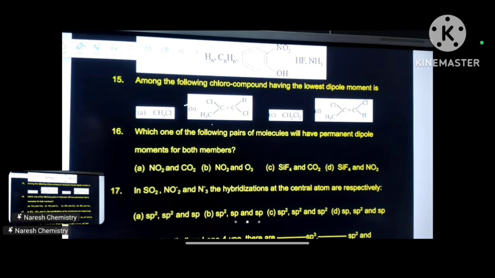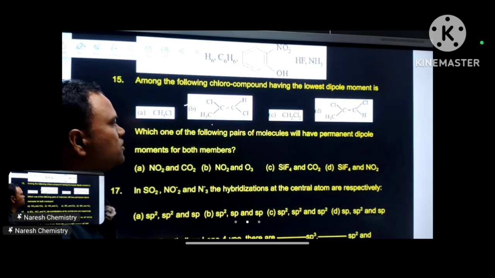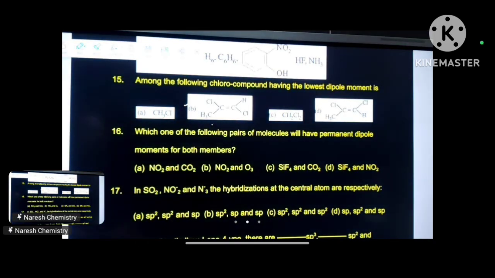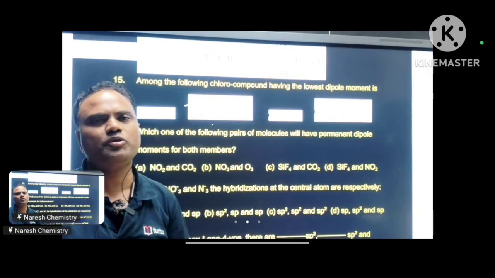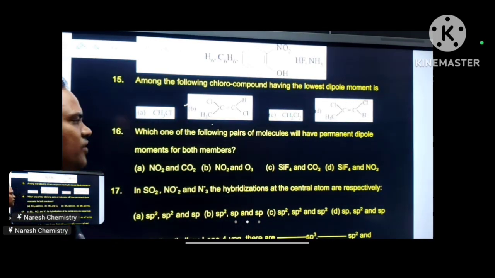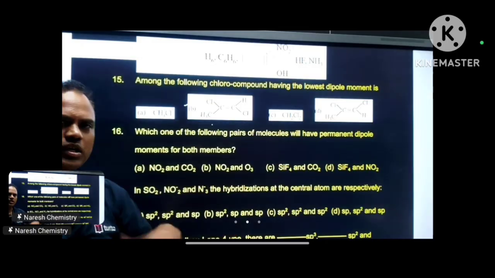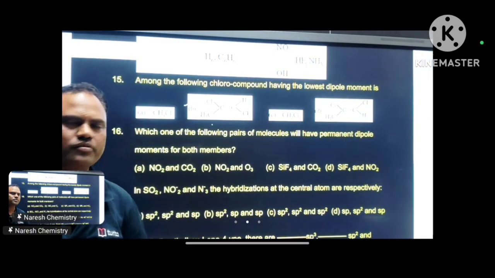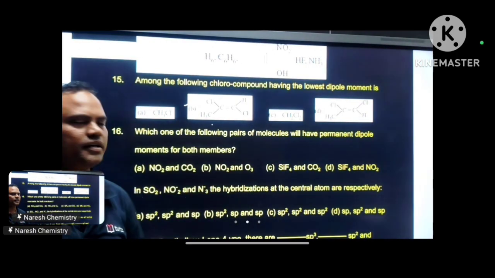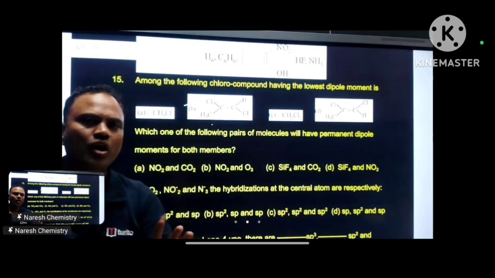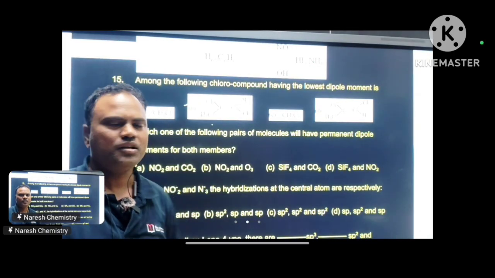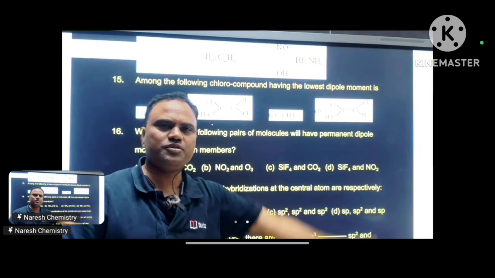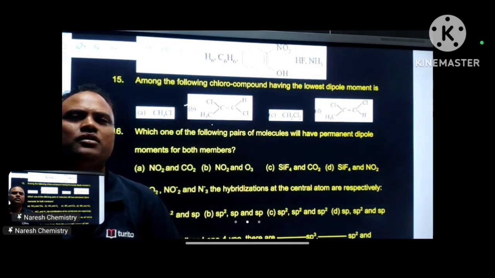Which of the following pairs of molecules will have permanent dipole moments for both members? Permanent dipole moment means they should have some value; the dipole moment should not be cancelled. First of all, I already said JEE Mains has some tough level questions, but first, how will we explain this question? In each pair, observe if any one is having zero dipole moment, don't select it. Here we have this pair, this pair, this pair, this pair, right? In each pair, if any one is having zero dipole moment, then that is not the answer.